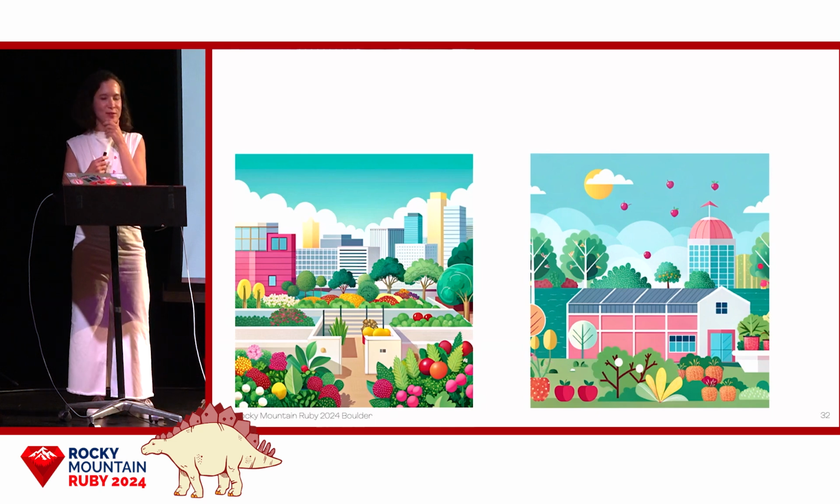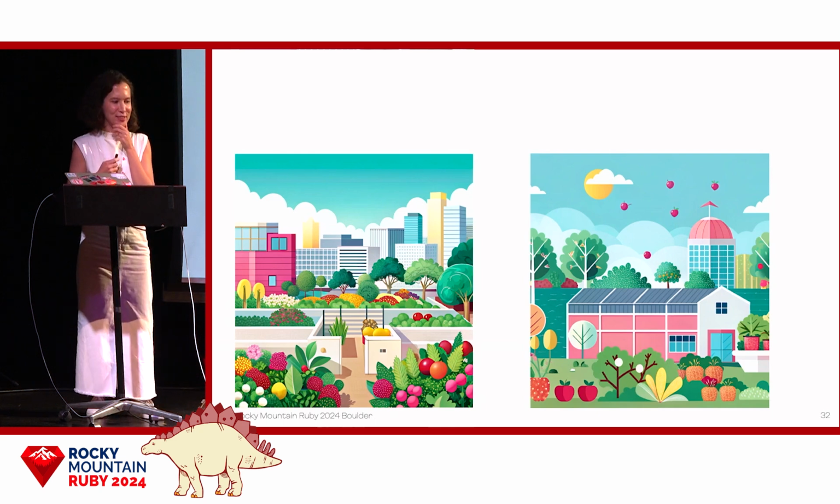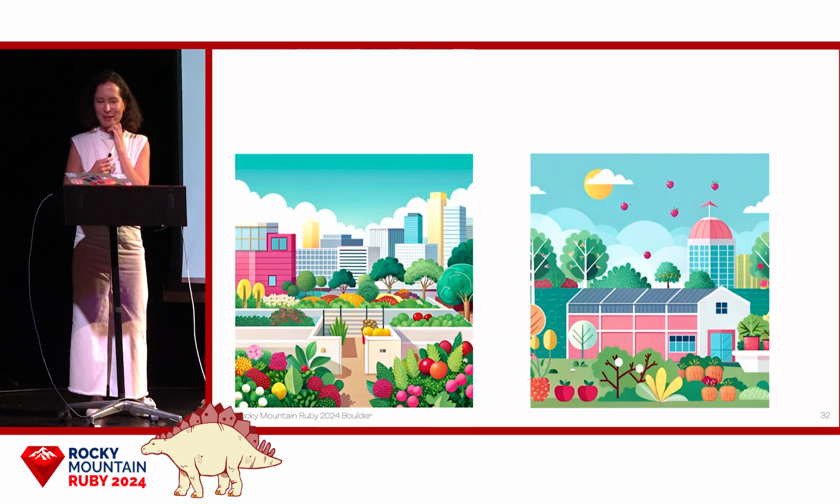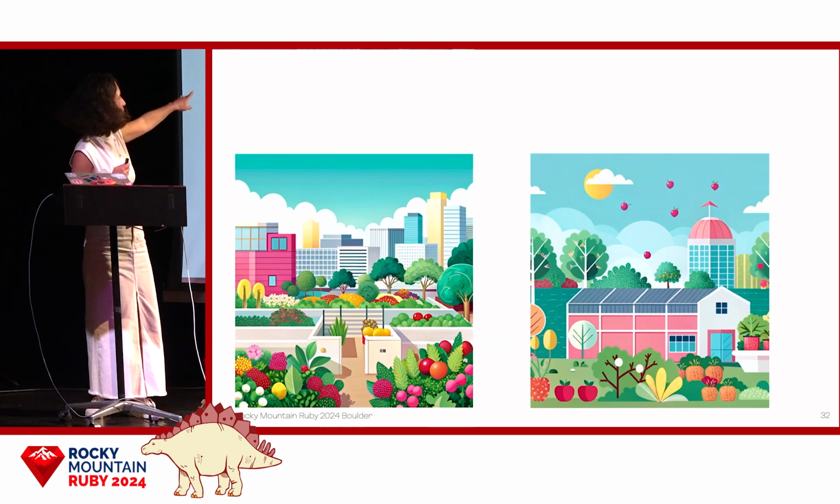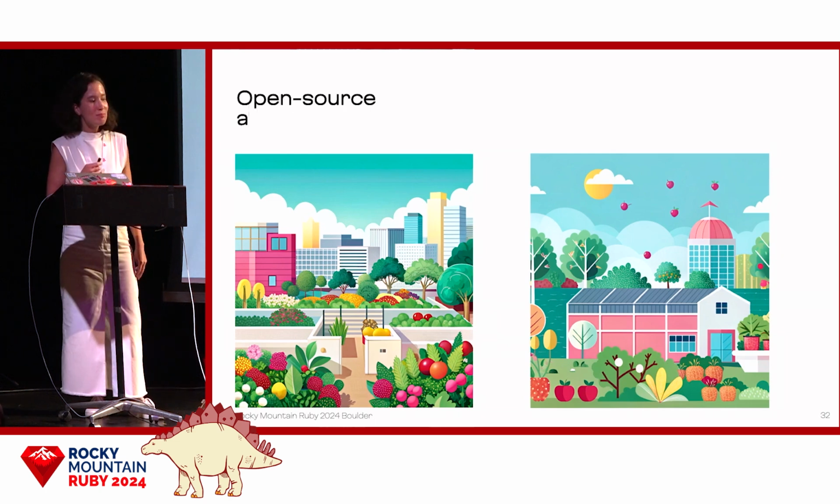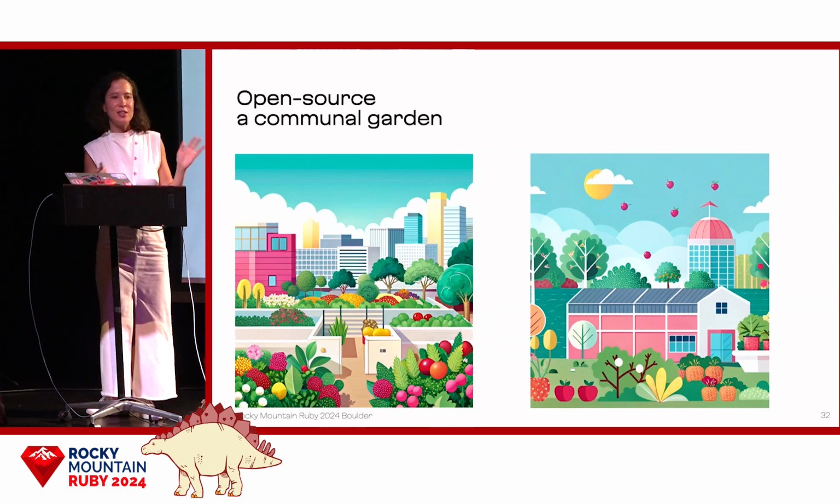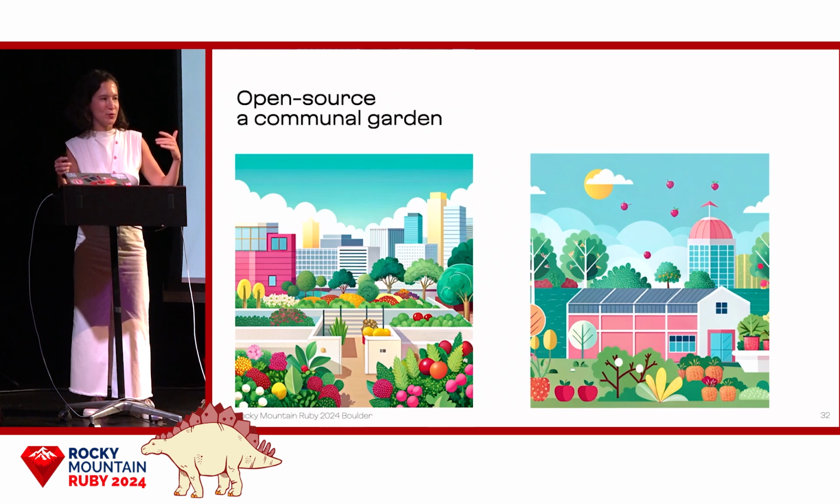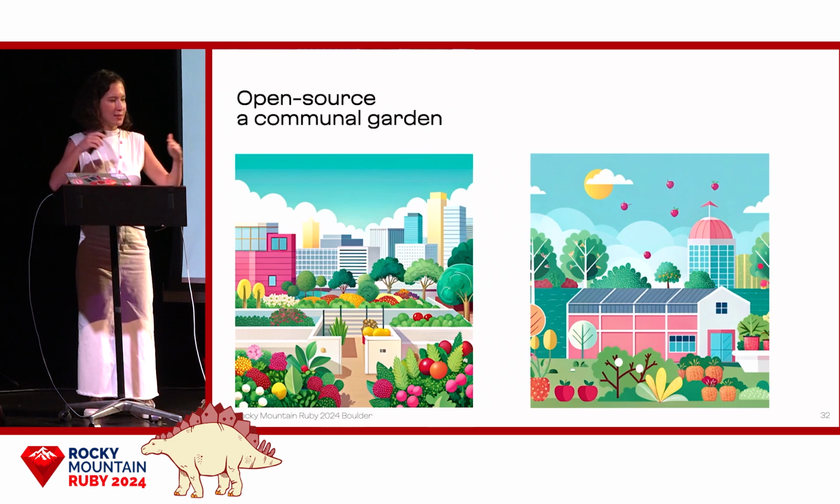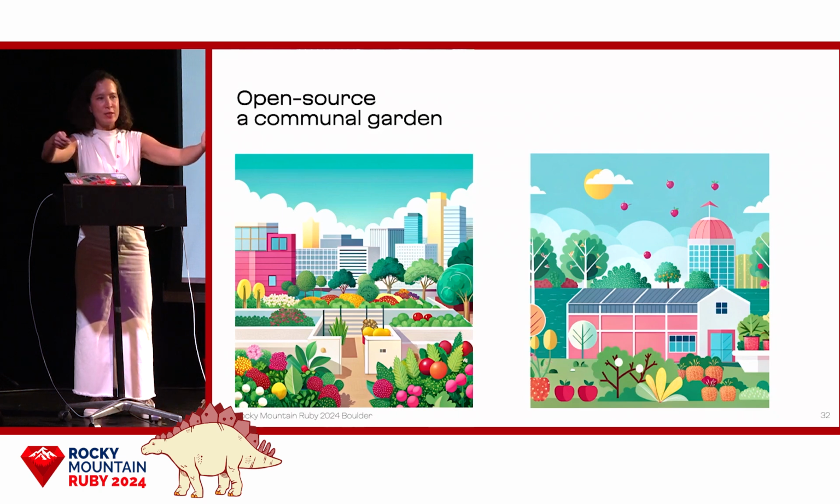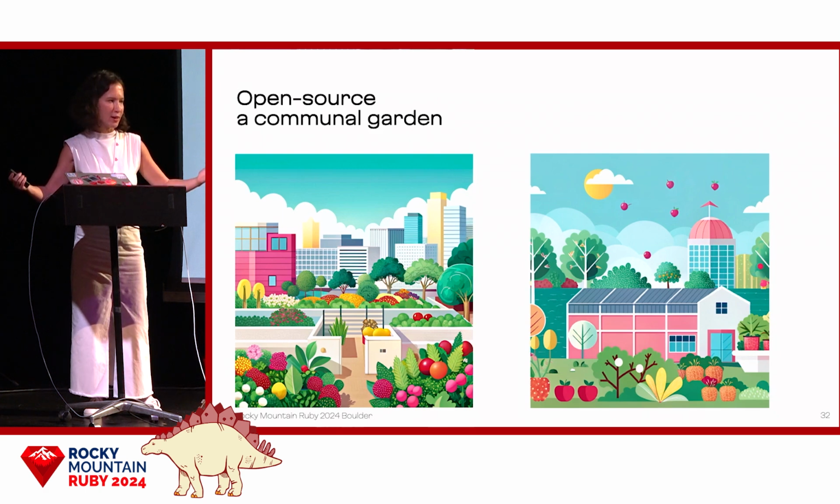One is open source, MIT, and the other is commercial and paid. So the one on the left is a communal garden. This is how we sort of think about open source. It's available to everybody. Everybody is welcome to contribute. Everybody is welcome to use it however they like.